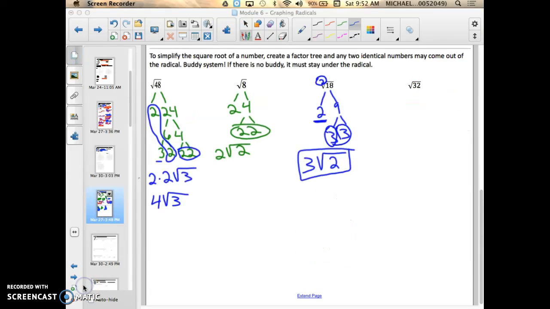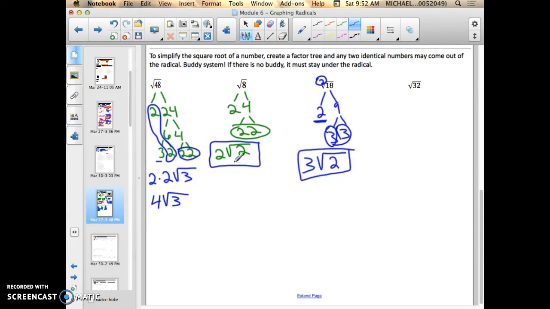At this point, you should have paused your video. Please check your work with mine for the square root of 48 and the square root of 8. Here are my final answers. This is the final answer I got for the square root of 8. Again, I found a pair of 2's, so the 2's came out, and a 2 didn't have a pair, so it had to stay in the radical. So 2 radical 2.